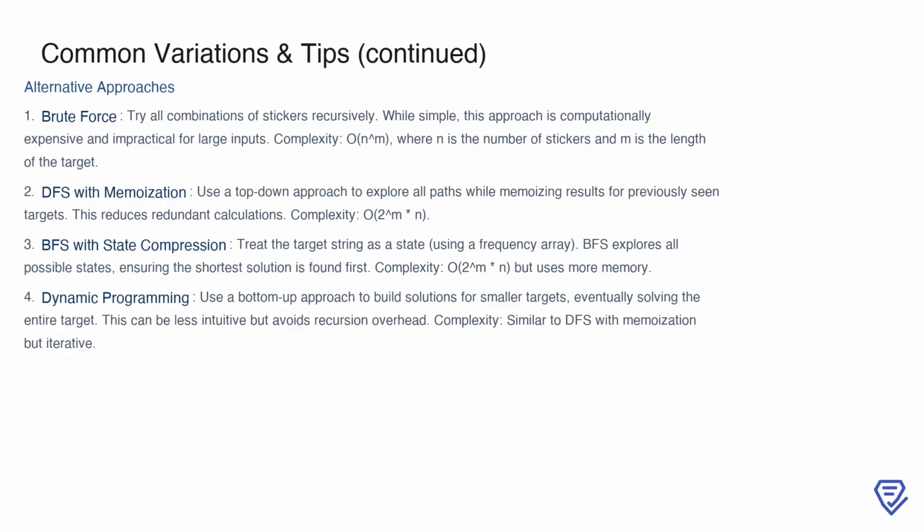Another option is BFS with state compression, where the target string is treated as a state, typically represented by a frequency array. BFS systematically explores all possible states and ensures that the shortest solution is found first. However, it can be more memory-intensive than DFS. Lastly, there's the dynamic programming approach, which builds solutions iteratively from smaller targets to the full target. While less intuitive, it avoids recursion overhead and offers a similar complexity to DFS with memoization. Choosing the right approach depends on factors like input size and memory constraints.